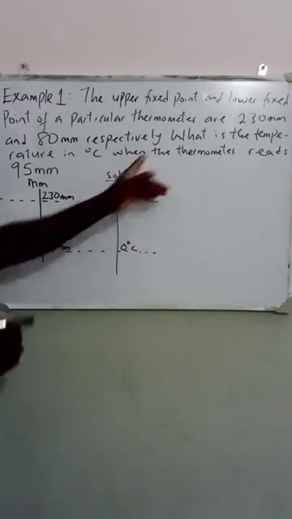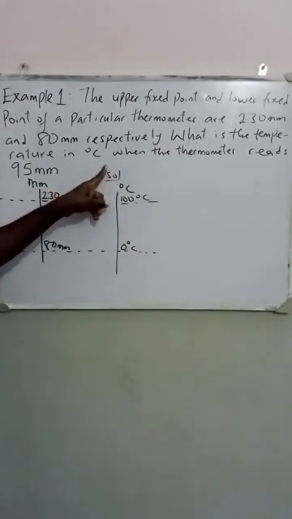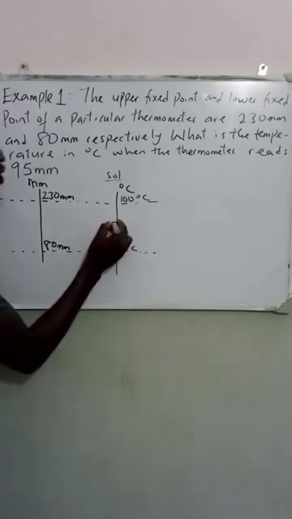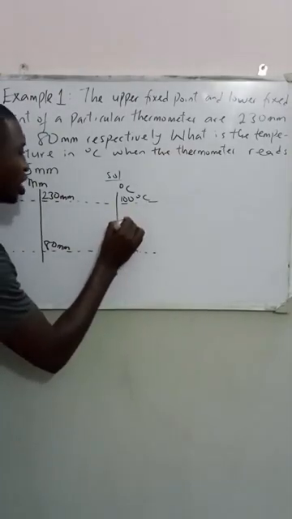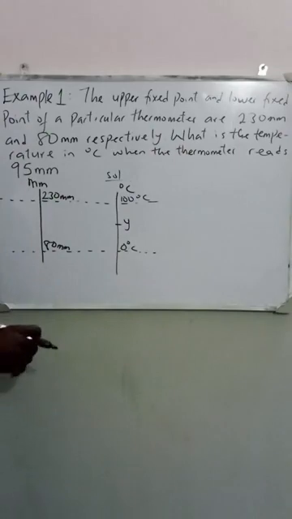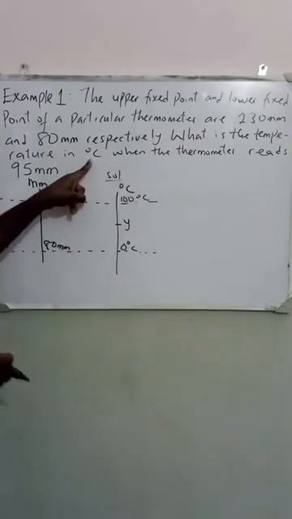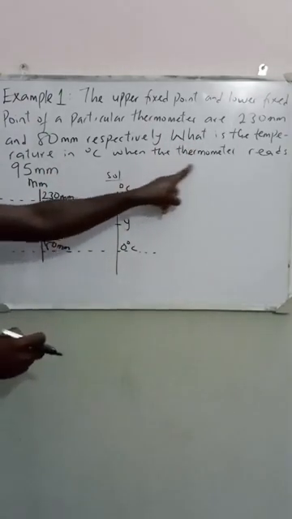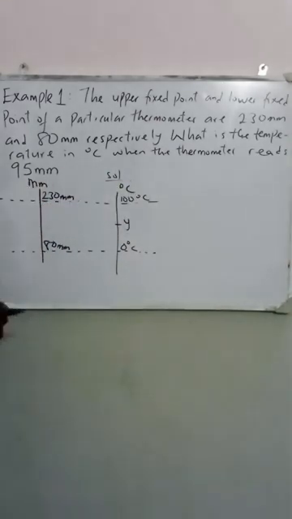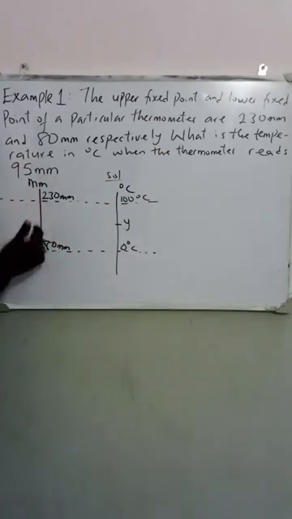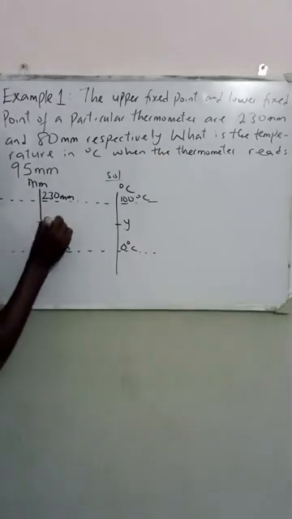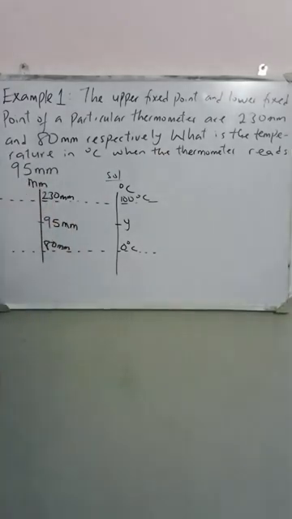So we are told, what is the temperature in degrees Celsius? We are looking for the temperature in degrees Celsius. Let me call it Y or X or any letter. We want to know the temperature in degrees Celsius when the thermometer reads 95 mm. If the lower point is 80, 95 should be slightly above 80. So let's assume here is the 95 mm.